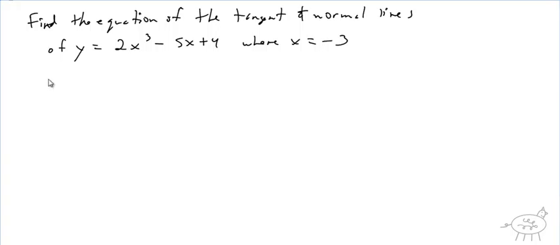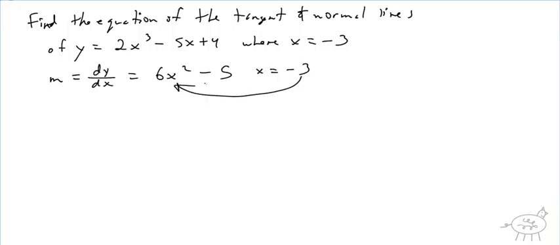So, to find out my slope is just dy dx, right? Change in y, we're changing x. And that's of that function right there, which is going to be 6x squared minus 5. And when x equals negative 3, you plug that in there, that gives you, again, your slope. And if I plug it in, I get 49. So that is what my slope is, 49.